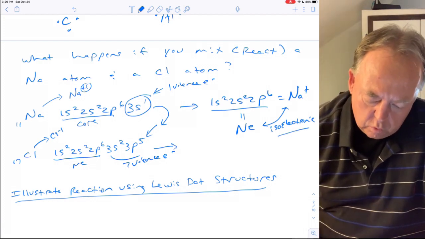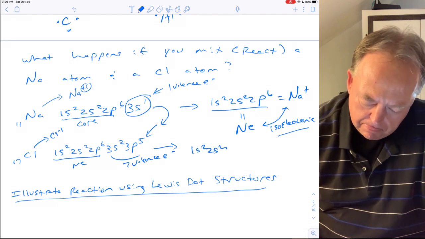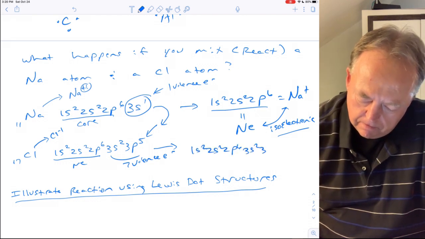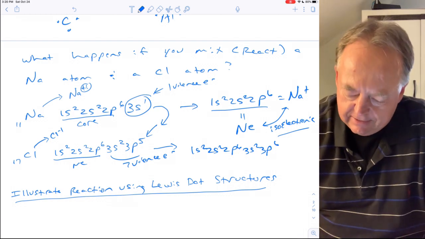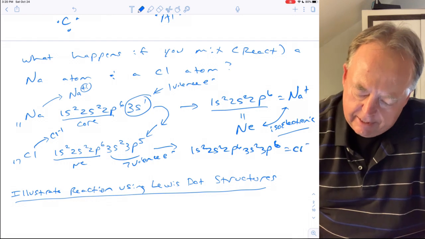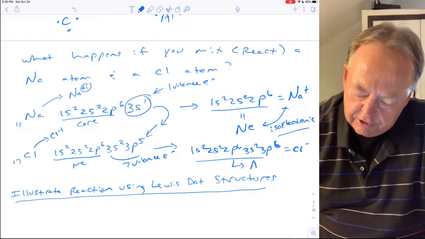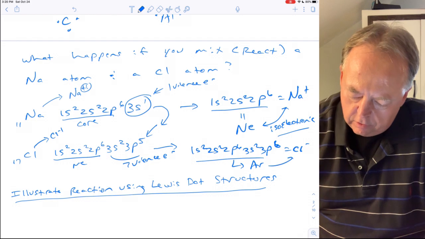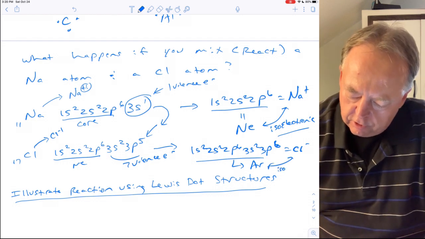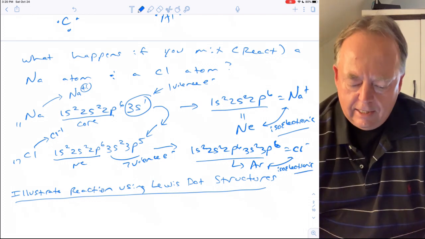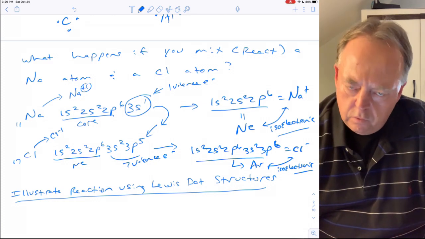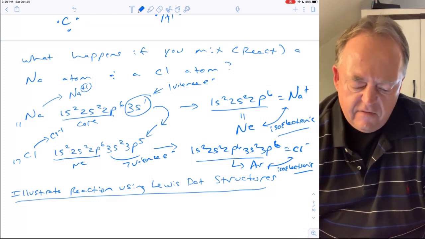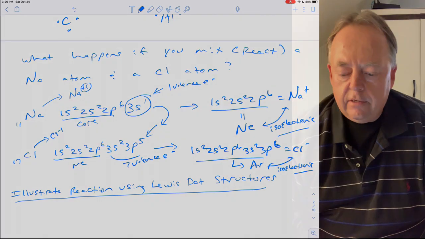And then if chlorine gains 1 electron, then it becomes that, 1s2, 2s2, 2p6, 3s2, 3p6. And so that would be Cl-. What also has this electron configuration would be argon. So Cl- and argon are isoelectronic. So if you mix sodium and you mix chlorine, that's all that happens. Sodium gives up an electron to chlorine, but it does so very violently, right? It's a very favorable reaction, so it gives off a lot of energy.